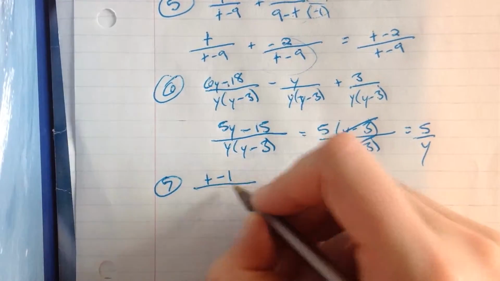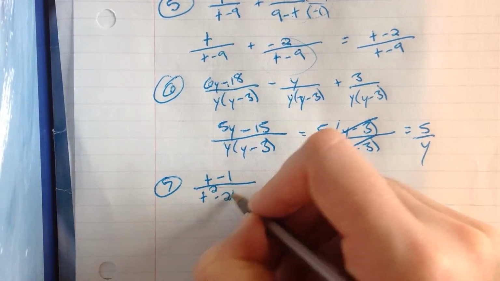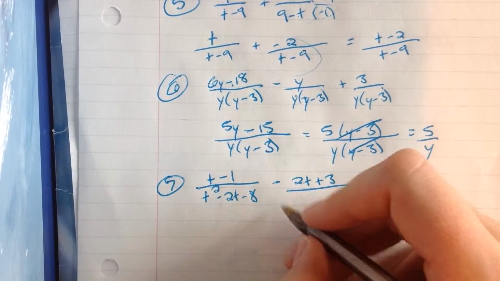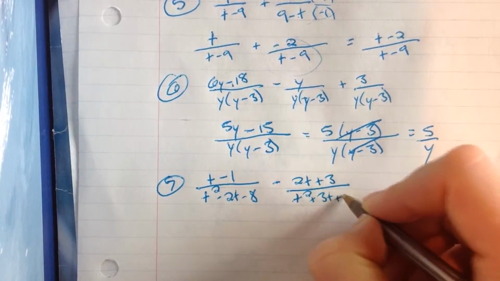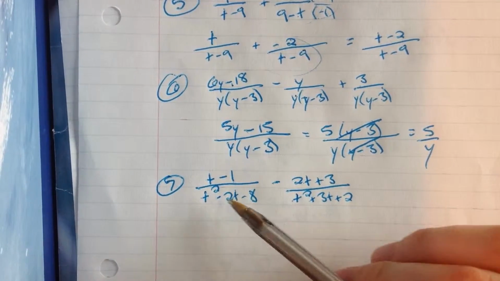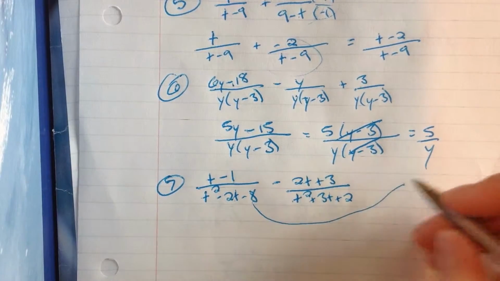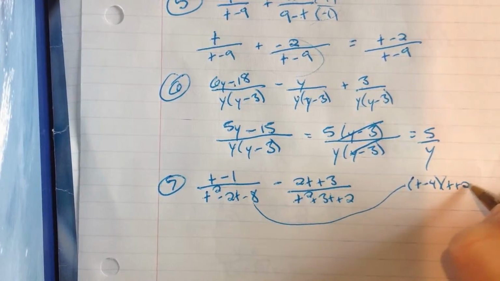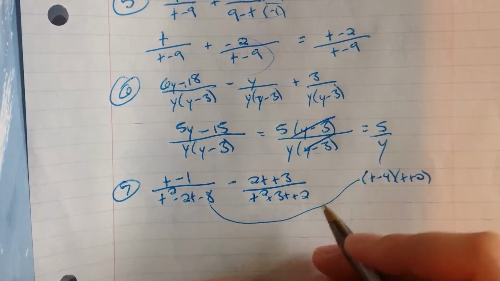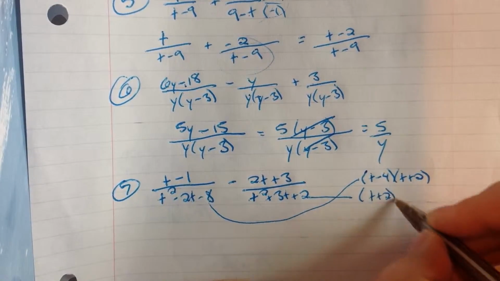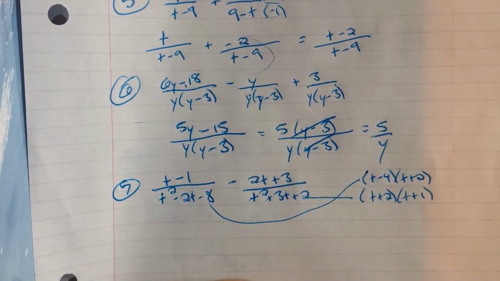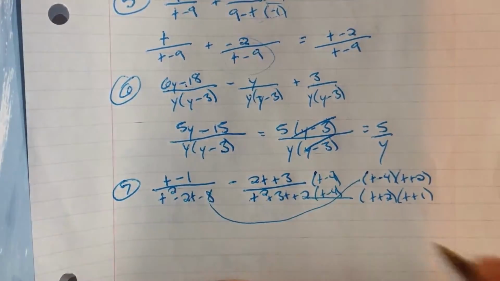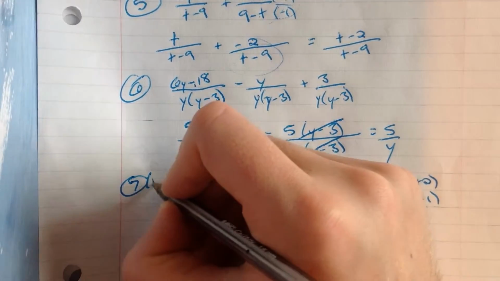t minus 1 all over t squared minus 2t minus 8, minus 2t plus 3 all over t squared plus 3t plus 2. To get the common denominator, I'm going to have to know what these two factor to become. This one factors to become t minus 4, t plus 2. And this one factors to become t plus 2, t plus 1. Notice, this one needs the t minus 4 from the other fraction, and this one needs the t plus 1.